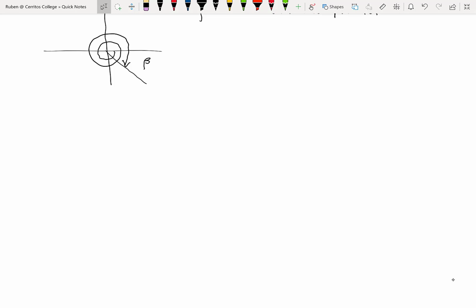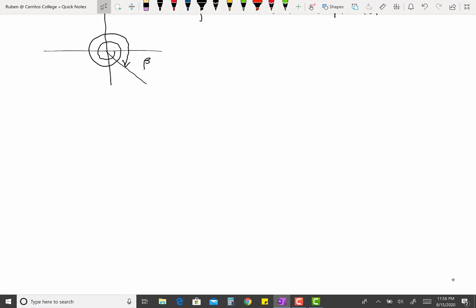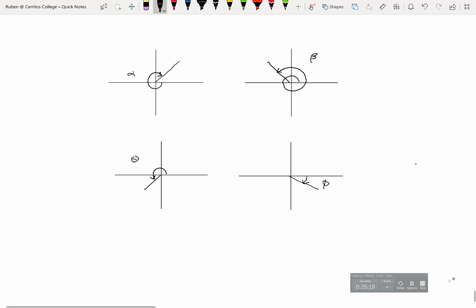Okay, so let me repeat that. Angles in standard position can be characterized by the position of their terminal side. So what do I mean by that? Well, I'm going to draw some angles and we'll talk about it. So I've drawn four angles, and each of the angles is in standard position. I would like to describe these angles another way.